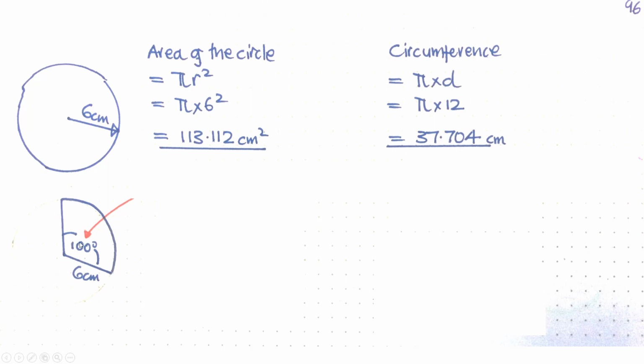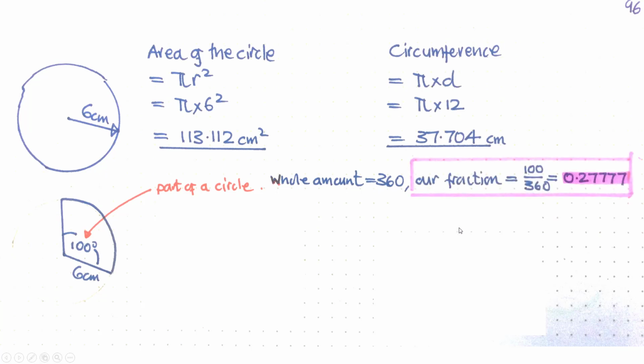So this is a 100-degree slice out of this circle. So what have we got? Well, this tells me I've got part of a circle and I've been given an angle. So I'm going to compare that with the whole amount. And the whole amount is 360. So the fraction that I've been given is 100 out of 360.